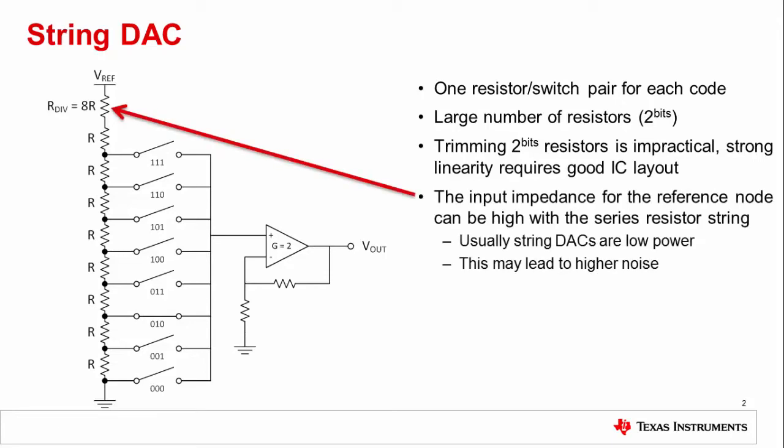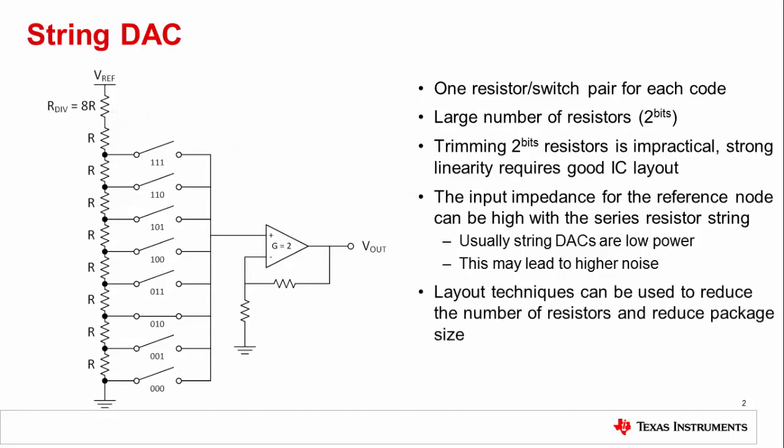The input impedance for the reference node is usually high impedance due to the volume of resistors in the string. This makes most string DACs low-power devices, but it comes at the sacrifice of increased noise at the DAC output. Layout and design techniques are used to reduce the number of resistors required in the design and keep the package size small. Without an interpolating amplifier, even medium-resolution string DACs would probably come in impractically large packages. Finally, the simplicity of the string DAC design delivers the lowest cost precision DAC option.